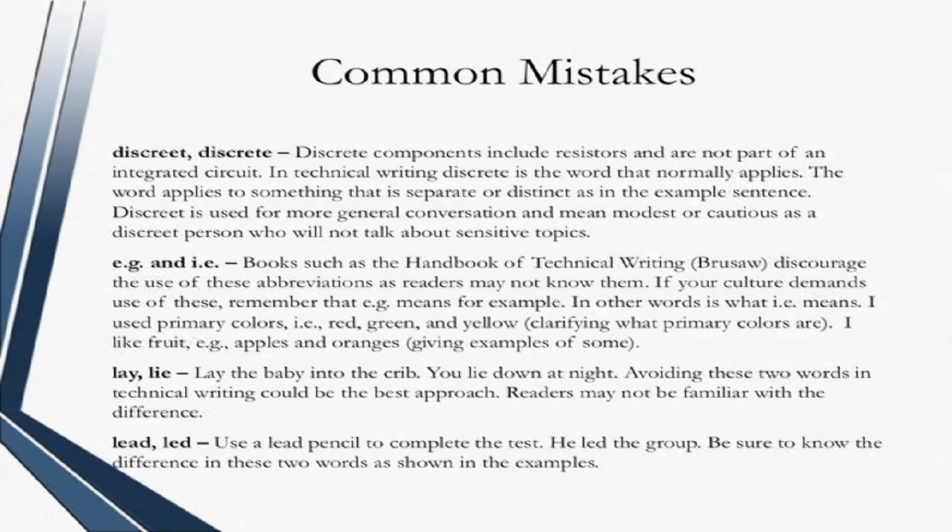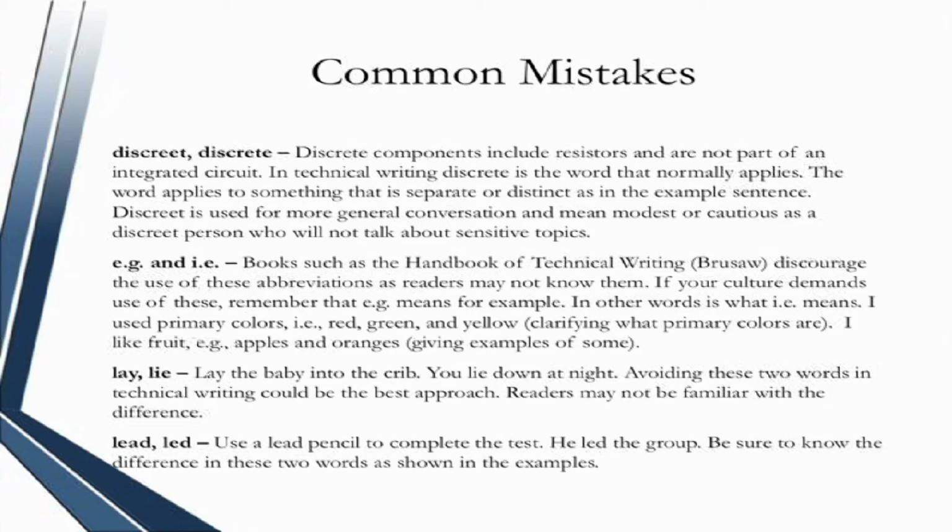Number 5. Discrete and discreet. Discrete components include resistors and are not part of an integrated circuit. In technical writing, discrete is a word that normally applies to something that is separate or distinct, as in the example sentence. Discreet is used for more general conversation and means modest or cautious, as a discreet person who will not talk about sensitive topics.